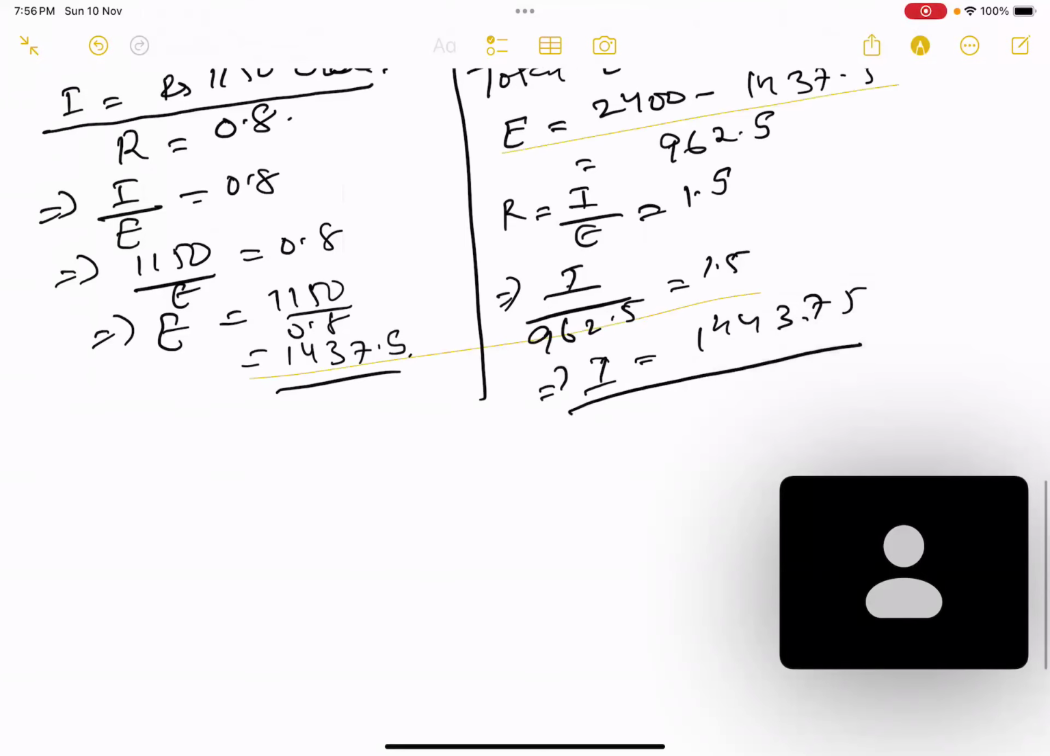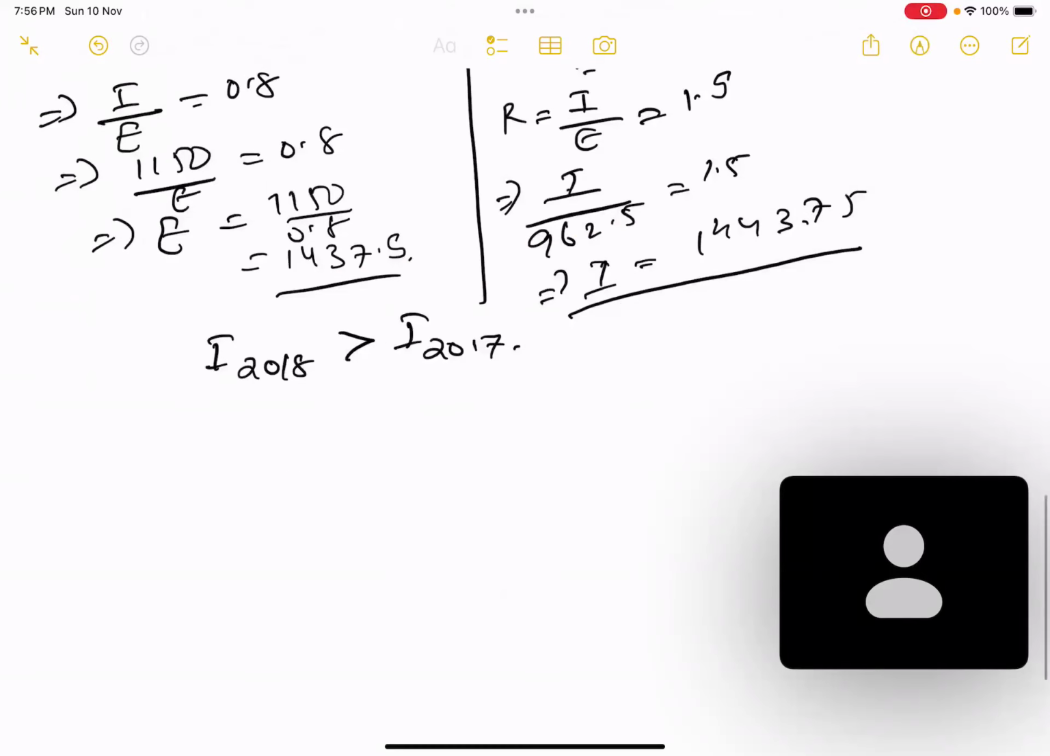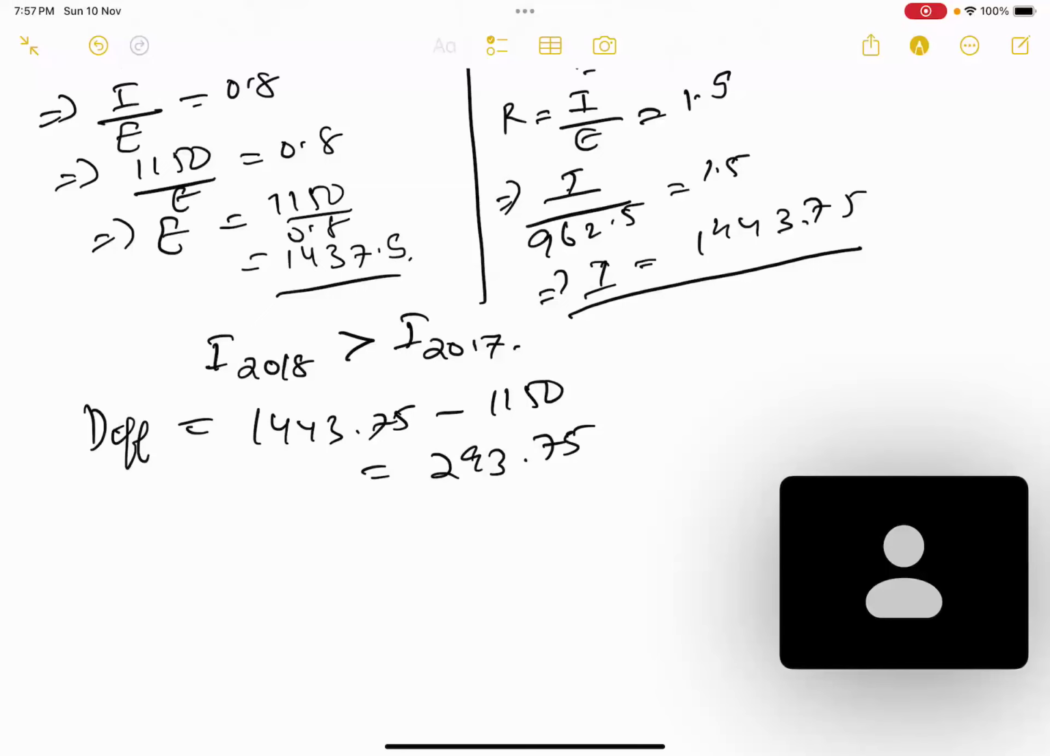We see that the import for 2018 is greater than the import for 2017. And by how much? The difference is equal to 1443.75 minus 1150, which is 293.75. So the closest answer that we get is C, so C is the answer.